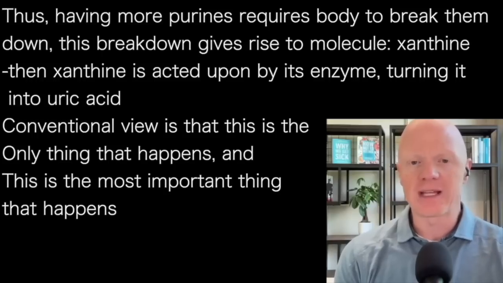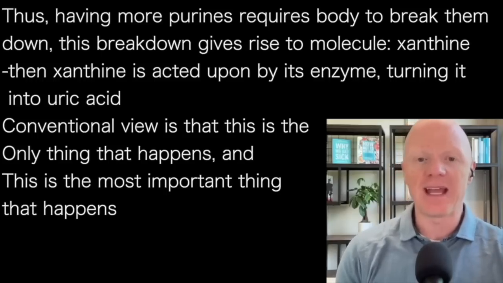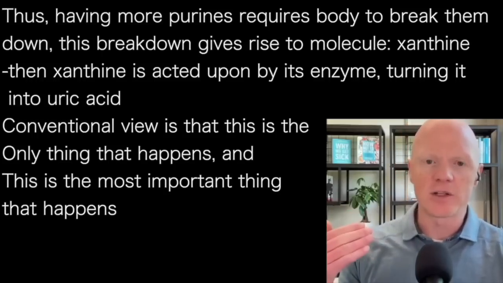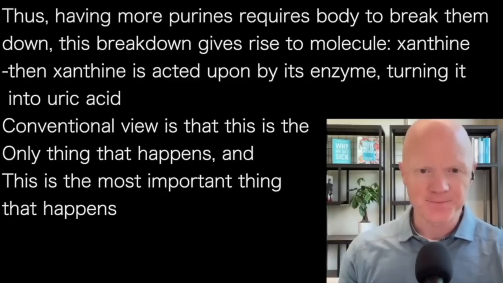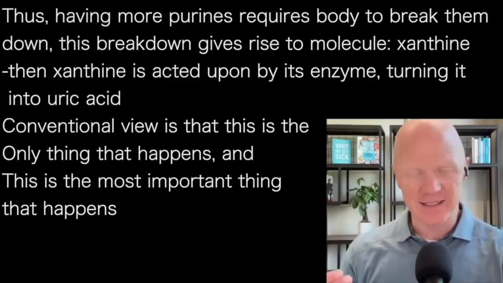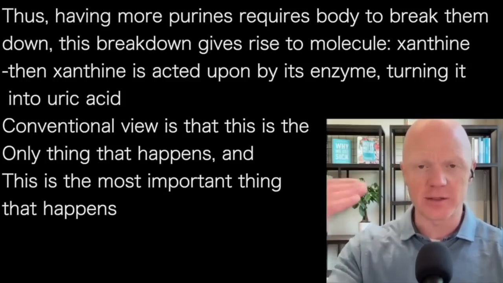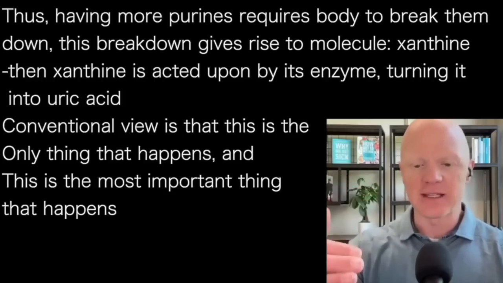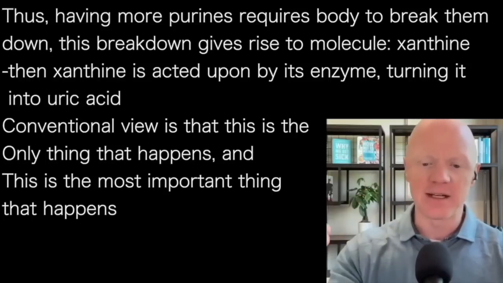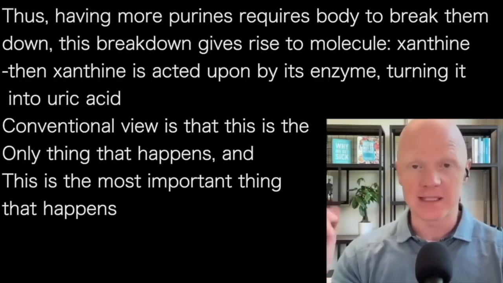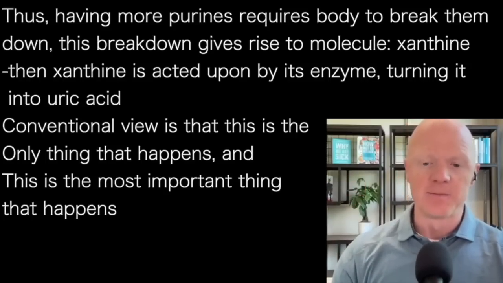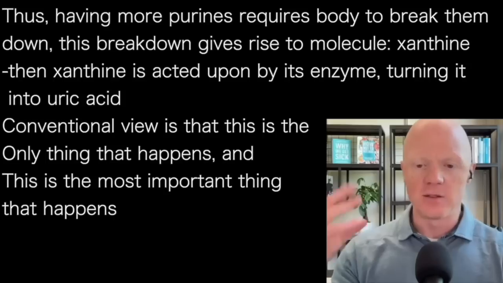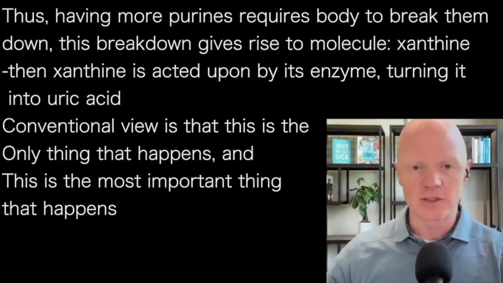So when you start to break down the purines, it gives rise to a molecule called xanthine. And as xanthine is metabolized, as you continue to clear these molecules and break them down, at the end of it, xanthine is acted on by its enzyme and turns into uric acid. That's one of the products. So you eat it, you metabolize it, and it gets turned into uric acid.